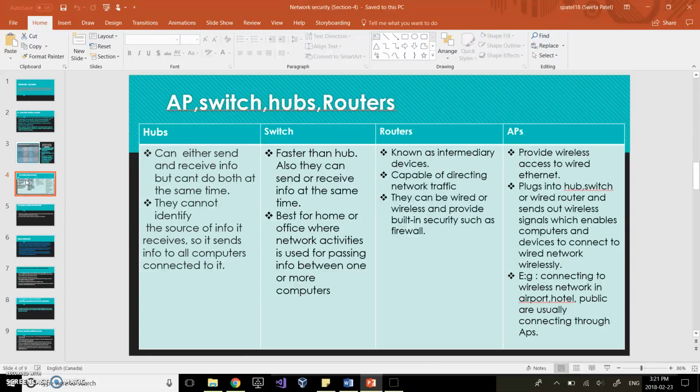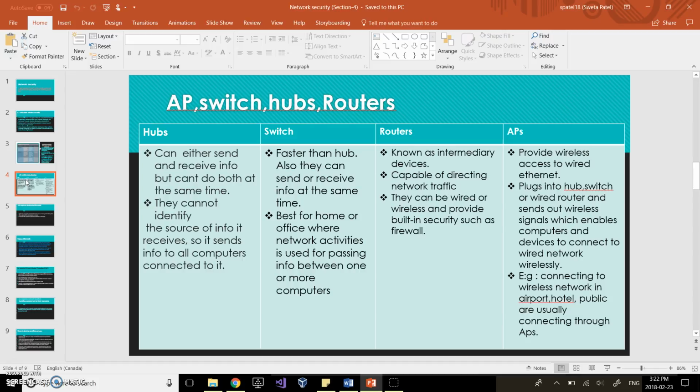So now let's move to APs, switches, hubs, and routers. Hubs can send or receive data but cannot do both at the same time. They cannot identify the source of the information they receive, so they send information to all computers connected to them, which is not safe.